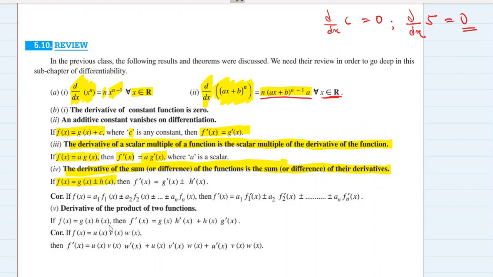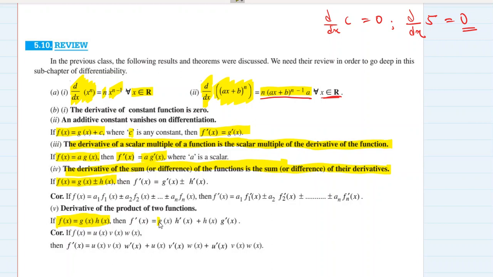Okay, derivative of the product of two functions. This is known as the product rule. So if we have a product of two functions, now remember, a product of two functions is not a function of a function, that is, a composite function. A composite function can be differentiated only with the help of the chain rule. We are not talking about chain rule yet. This is just the product rule. We are finding the derivative of the product of two functions.